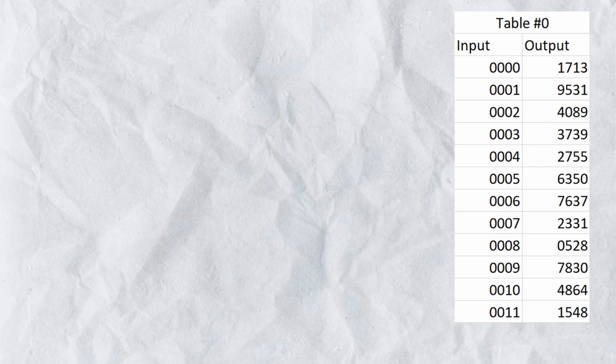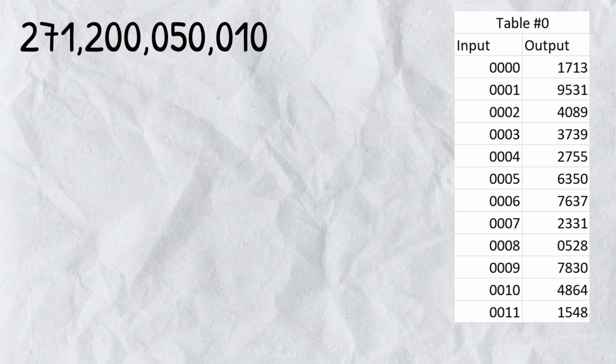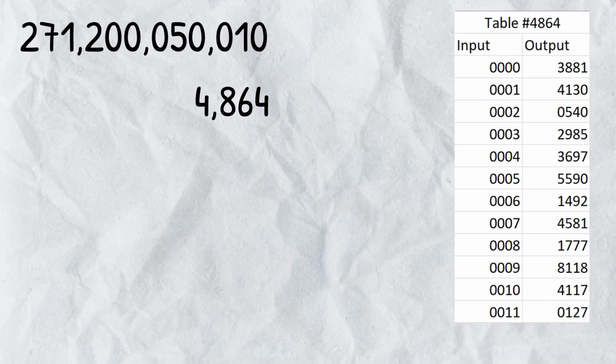Let's say I have the number 271,200,050,010. I start out by looking in table 0. I take the last 4 digits of the number, 0010, look them up, and then substitute them for 4,864. Now, I also remember that number and pull up table 4,864. Here it says what I should do with the next chunk of numbers, 0005. It's 5,590, and I repeat this process over and over.